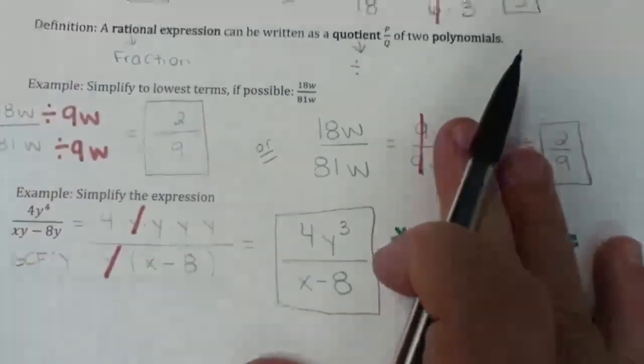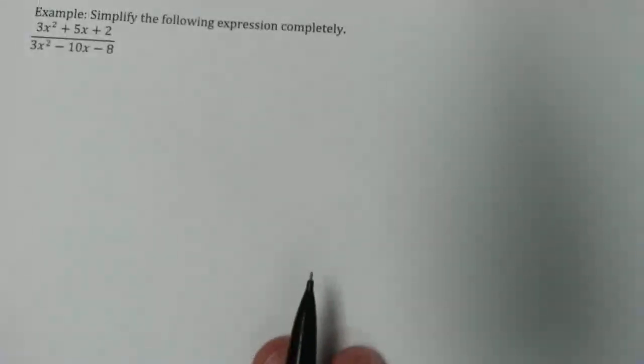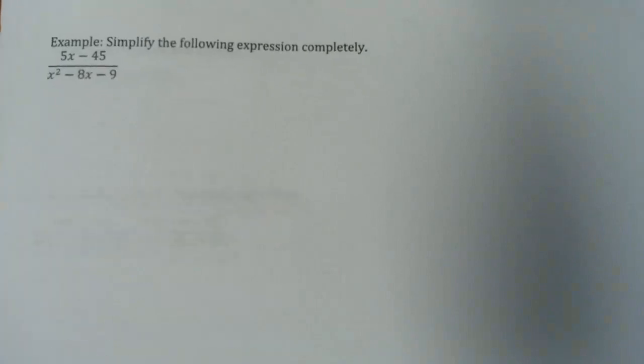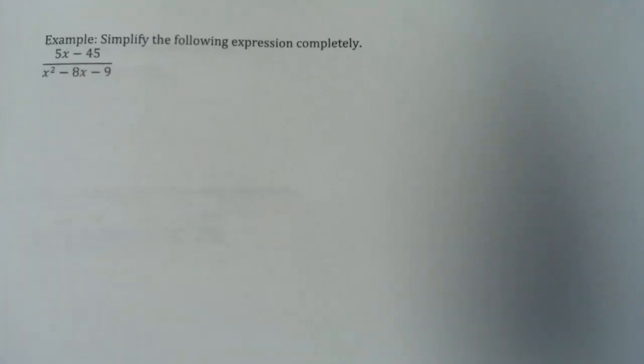So on the next page, it says, to simplify the following expression completely, 5x minus 45 all over x squared minus 8x minus 9. Again, like the previous page, we want to cancel our like factors. But in order to cancel factors, we need to put it in factored form.